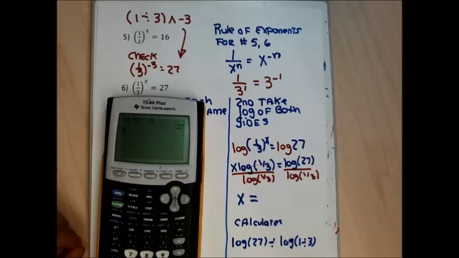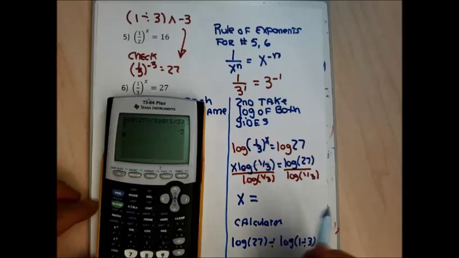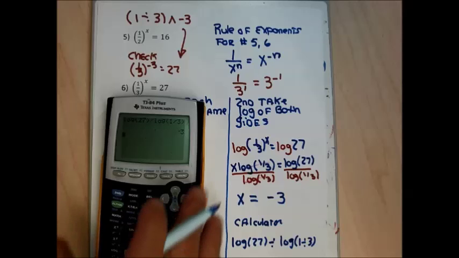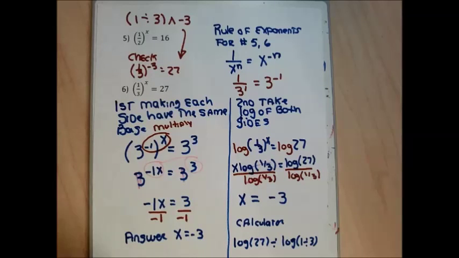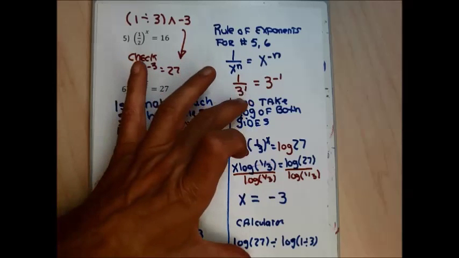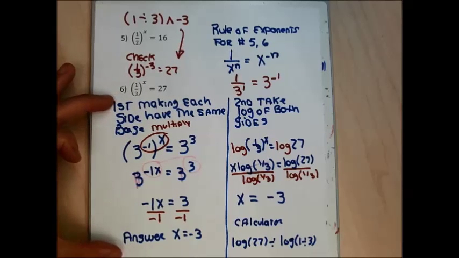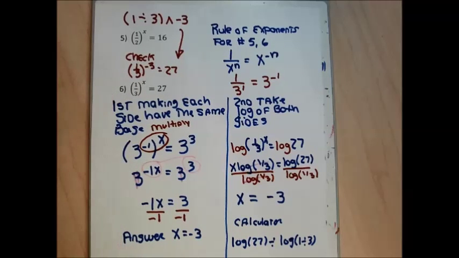I know the answer is negative 3, so I better get negative 3 when I do this. So log of 27 divided by log of 1 divided by 3. And this gives me x equal to negative 3. Exactly the same answer solving with logarithms as we get by making the bases the same. All the problems that are exponential equations can be solved using this strategy, using logarithms. Only really specially constructed problems can be solved by making the bases the same.